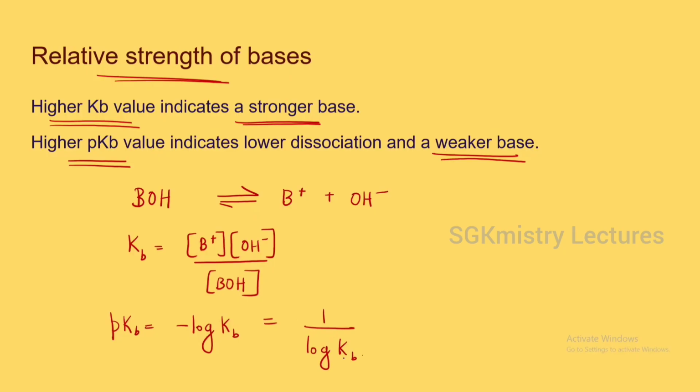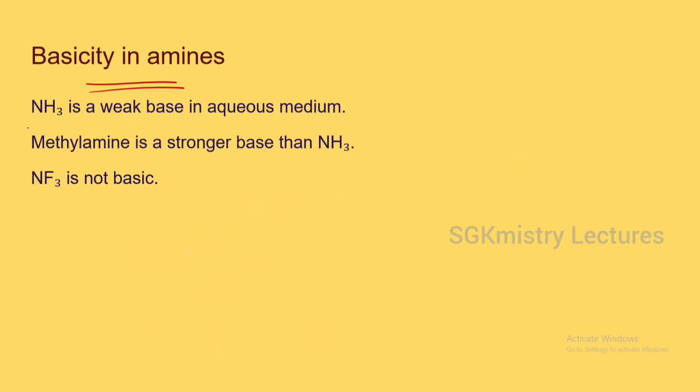Right. So next, coming on to the basicity in amines. We know that ammonia is a weak base in aqueous medium, whereas when you're talking about substitutions, okay, so methylamine, where methyl group is substituted in place of one of the hydrogen. Now, this methylamine is stronger when compared to ammonia. Now, suppose if you're considering NF3, it is not at all basic. Now, let us consider this basic strength, how it varies. So, ammonia.